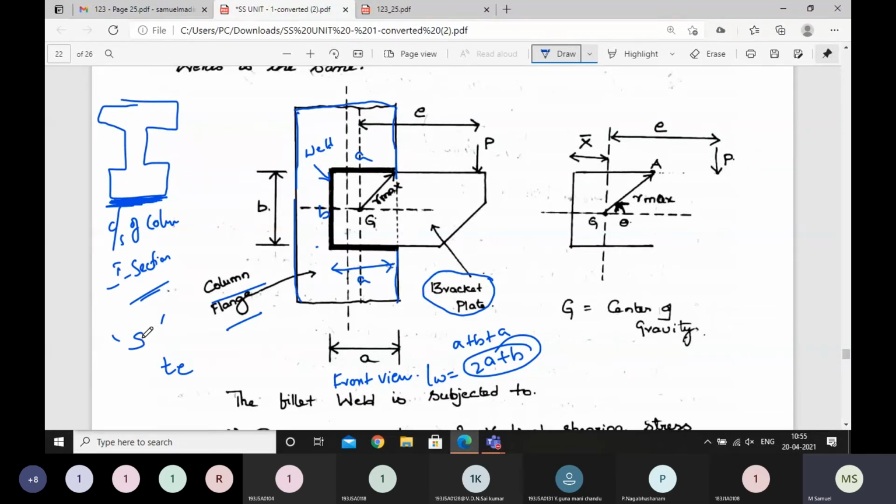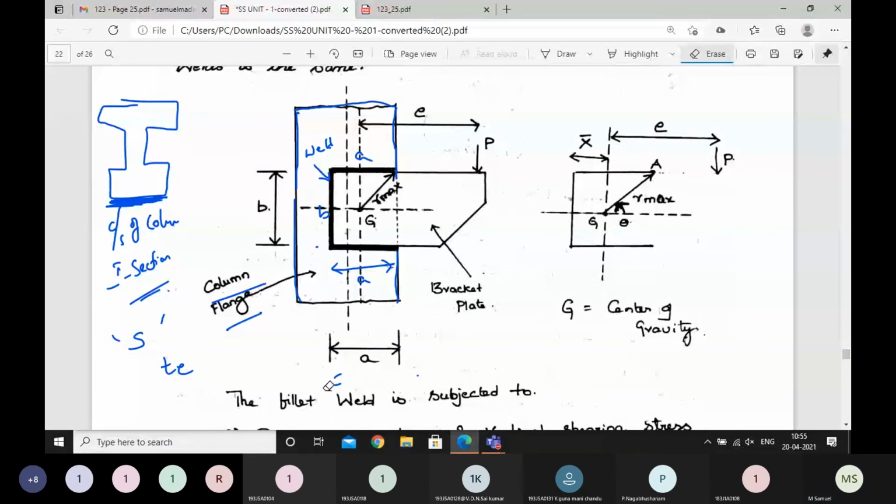Okay, so let me go into some few derivation parts. Okay, let me go into the derivation part. So I hope you understood this figure now, right? So that makes it easier for you to understand what I'm going to tell you. So right, consider this figure which is on your screen. And see here, P is the load that is applied, eccentric load on the bracket plate.